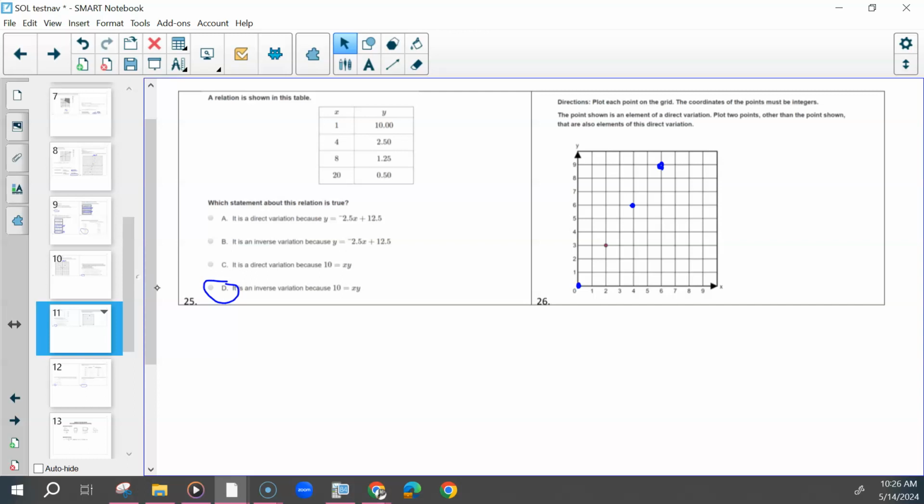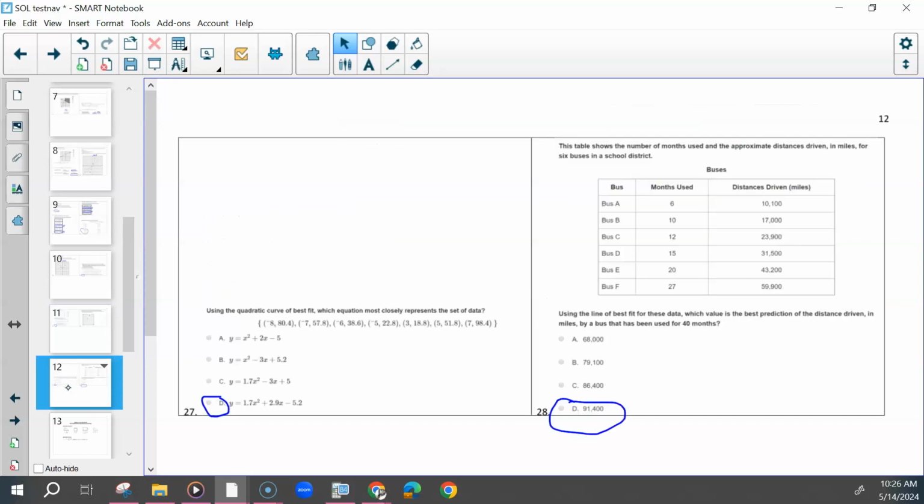26, you had to plot 2 points that would make this a direct variation. So since it's direct, it has to be a line that goes to the origin. I would start with the origin. That would be the easiest point. And then just plot one other. You shouldn't have a line drawn because it didn't ask for that, just points. And then 27 and 28 were both.